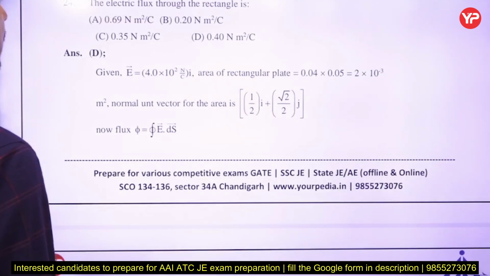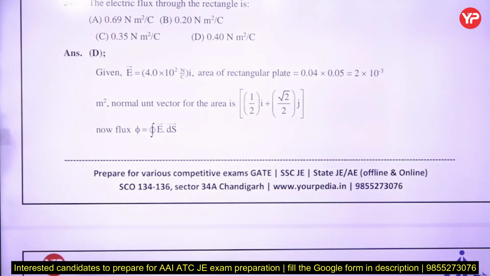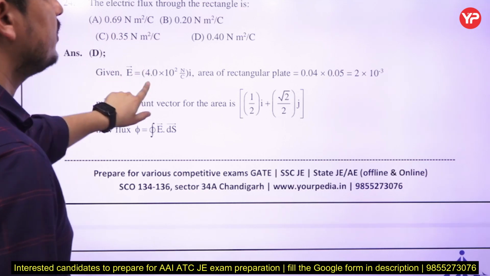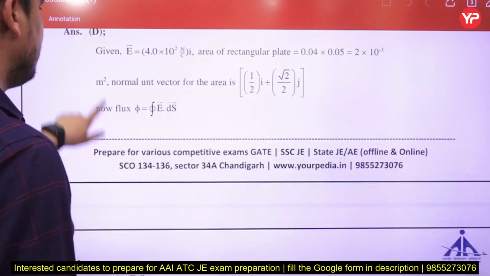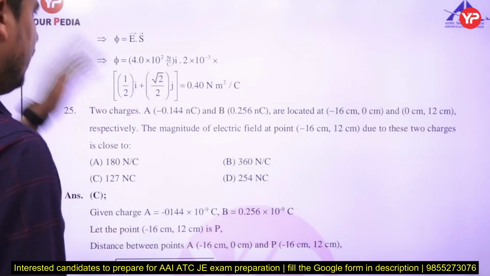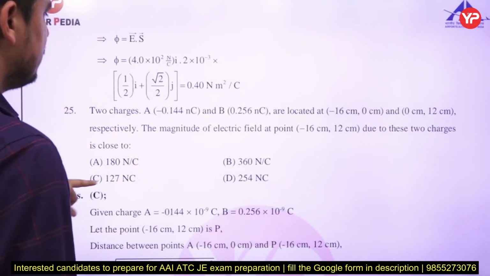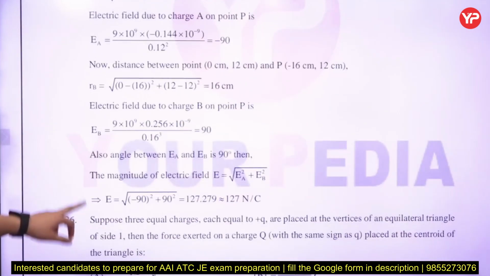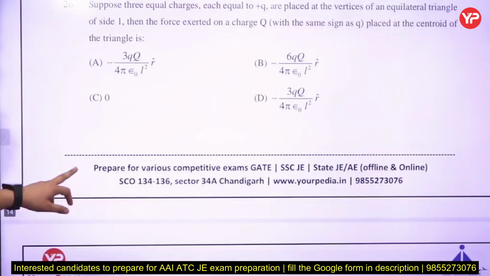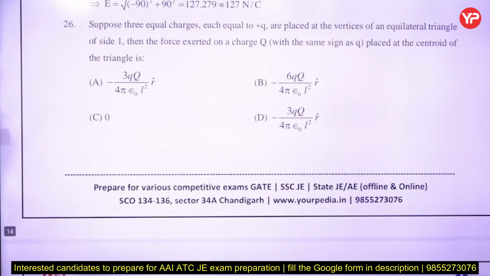Electric flux through a rectangle is, basically this is again not a complete question, some information is missing. Electric field is given to you and area is given to you, right? Normal vector is given to you, you have to calculate the electric flux. That will be like this, right? Okay, two charges A and B are given located at a distance. Yeah, this is again the same question which we already did, right? That is 127.